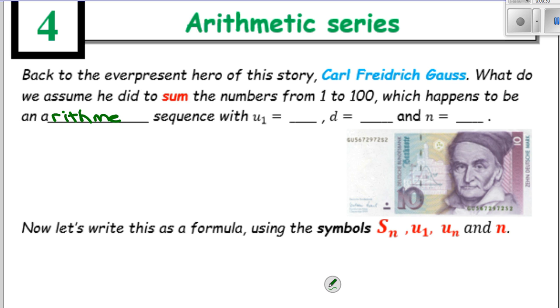sequence. Numbers from 1 to 100, what would the U of 1 be? 1. Yeah, good. Common difference? 1. Yeah. And the number of terms? 100. Yeah. Just practicing decoding what the top positions are asking for.